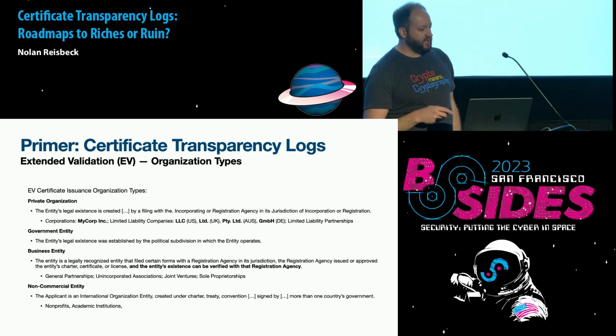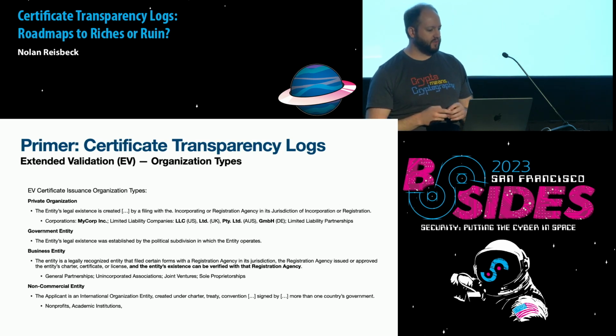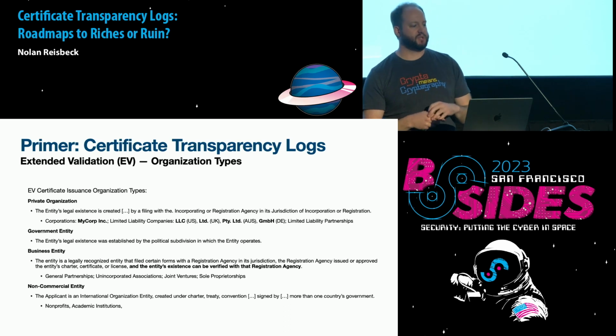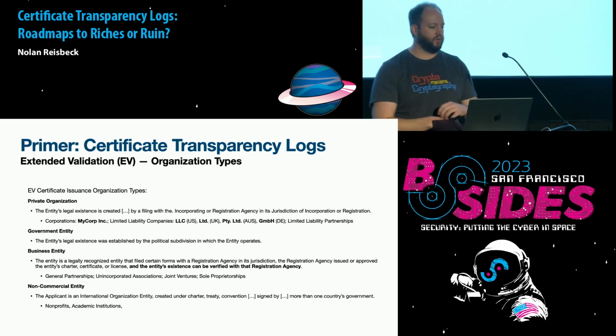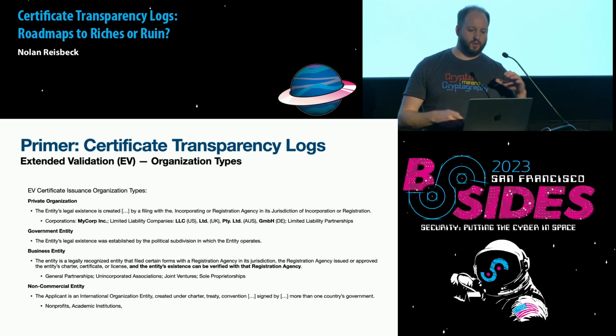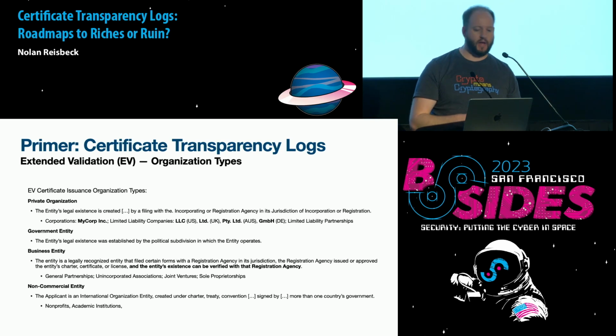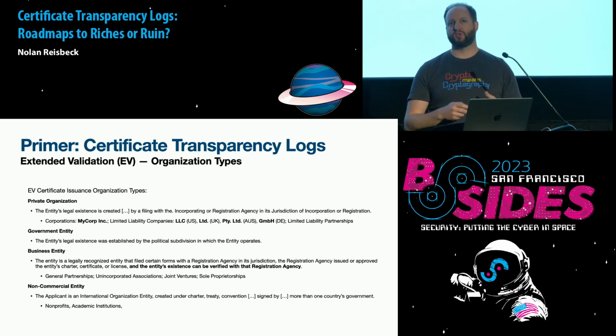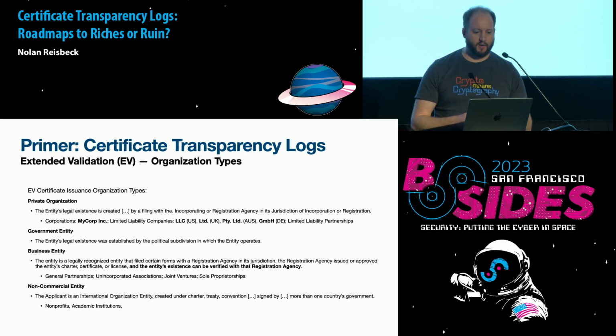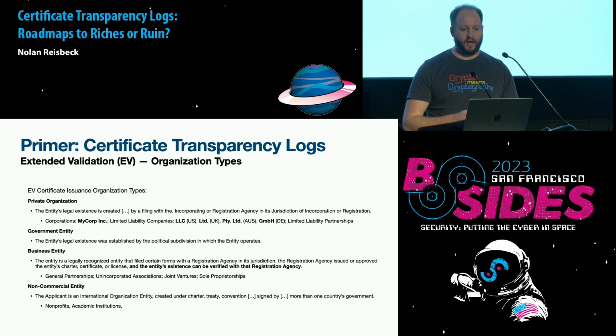So organization types, we did talk about this just a little bit. There's 4 different organization types that, when you go and request an EV certificate, they will bucket your request into a particular type of entity, and that will be published on the certificate. A private organization is generally going to be the vast majority of companies that would request a certificate like that: your LLCs, limited in the UK, GmbH in Germany, and limited liability partnerships. There's also government entities. I think that's kind of obvious.